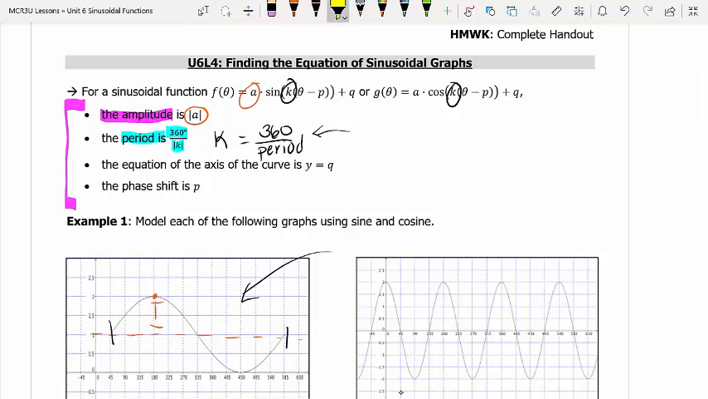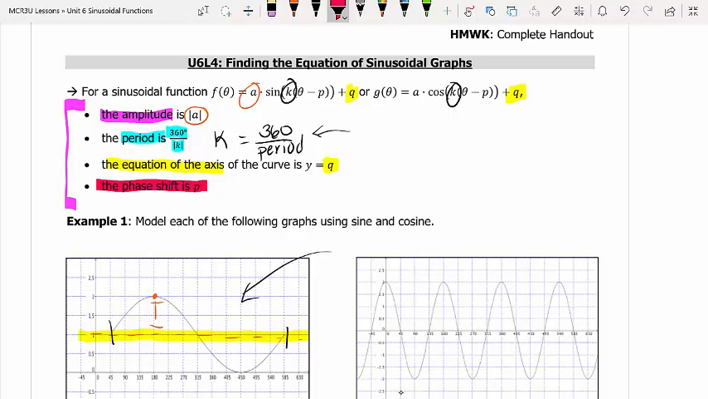Thirdly, the equation of the axis is the same as the q value in the equation. So you'd look at this example and you'd say, well, the equation of the axis is y equals 1, so that means my q value when I'm developing my equation is also 1. And finally, to figure out what the phase shift is, again, you're going to look at the graph and ask yourself if the graph was shifted to the right or to the left.